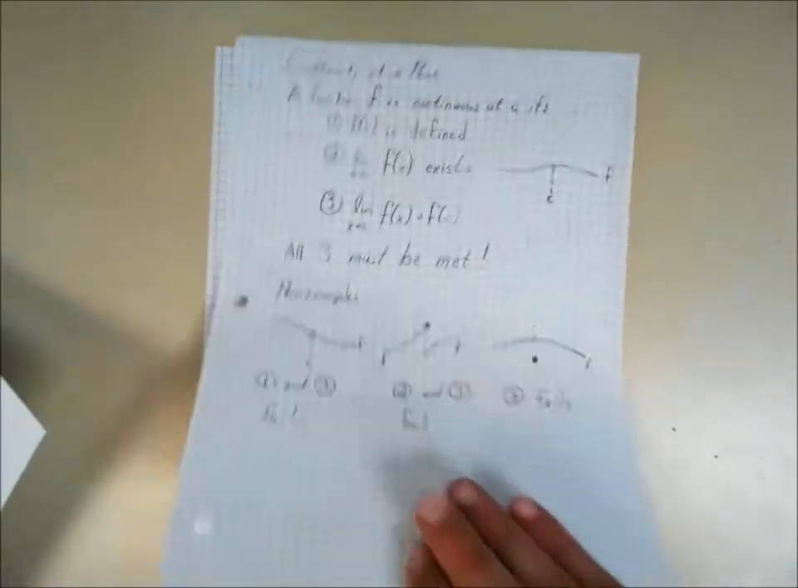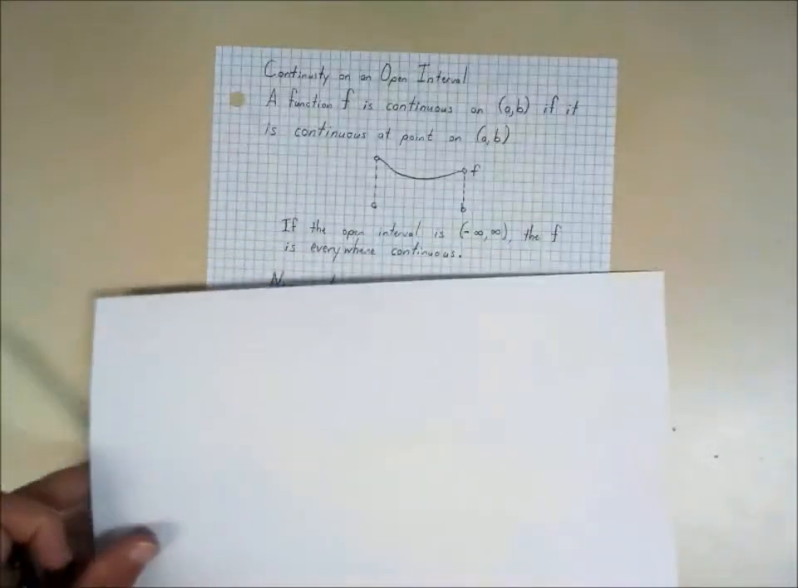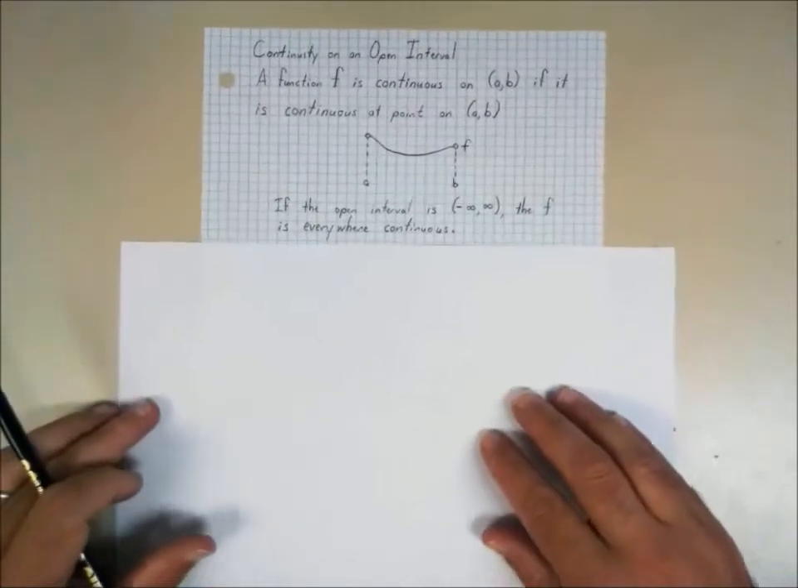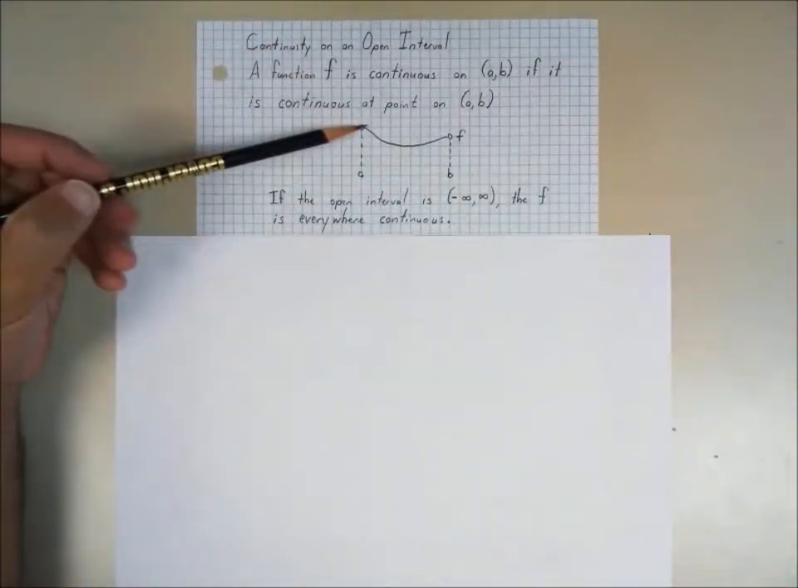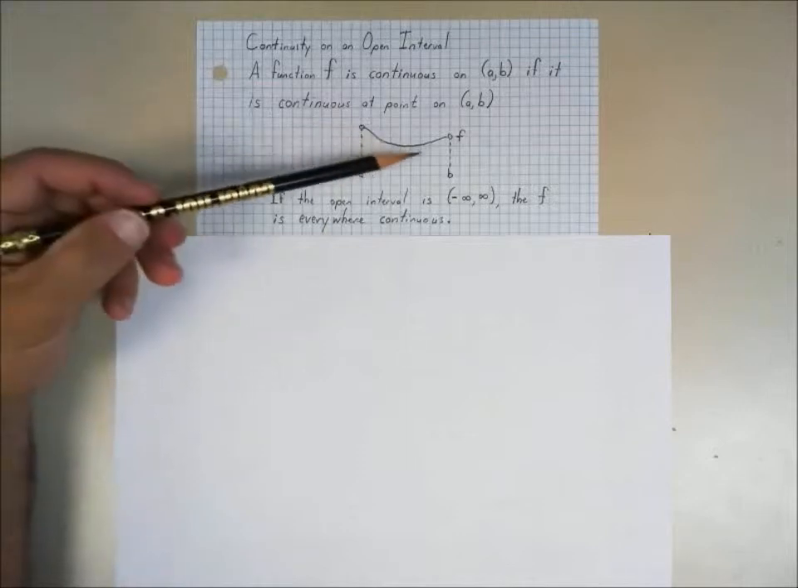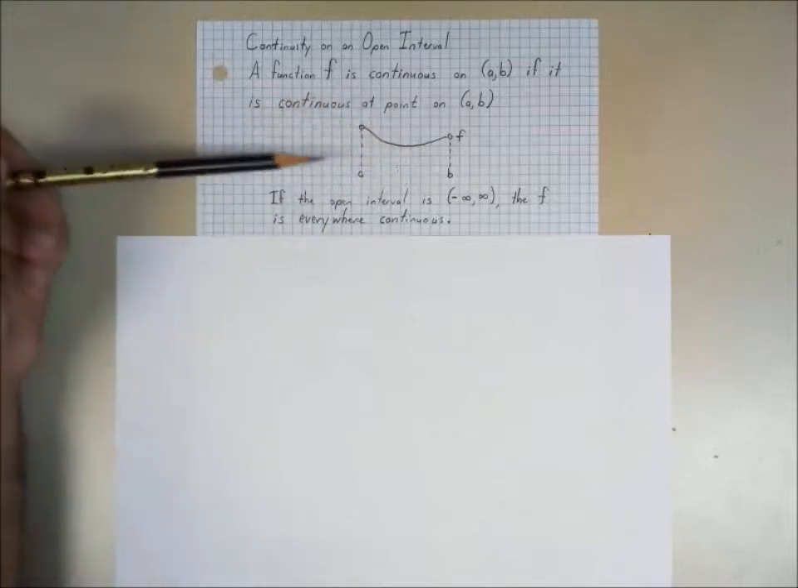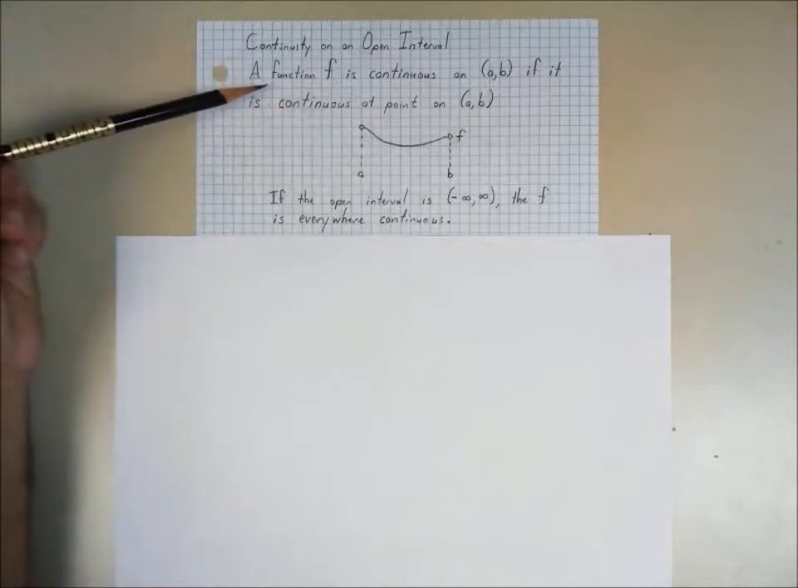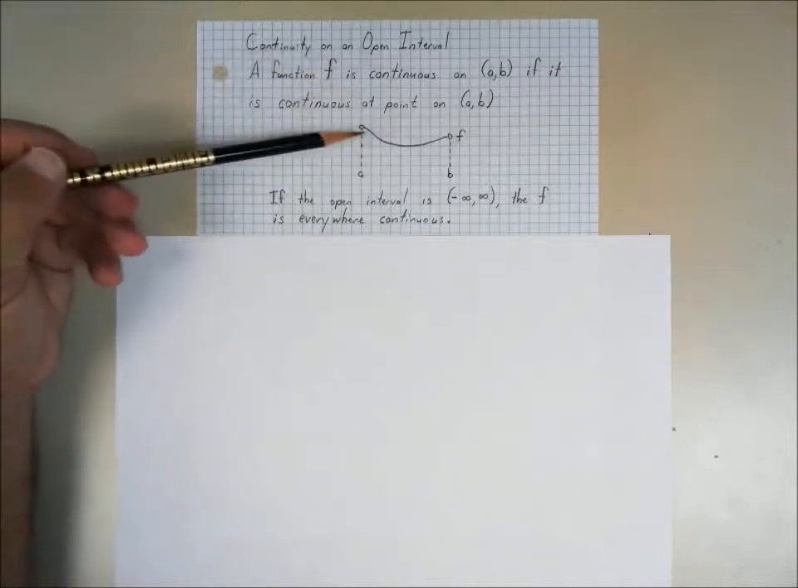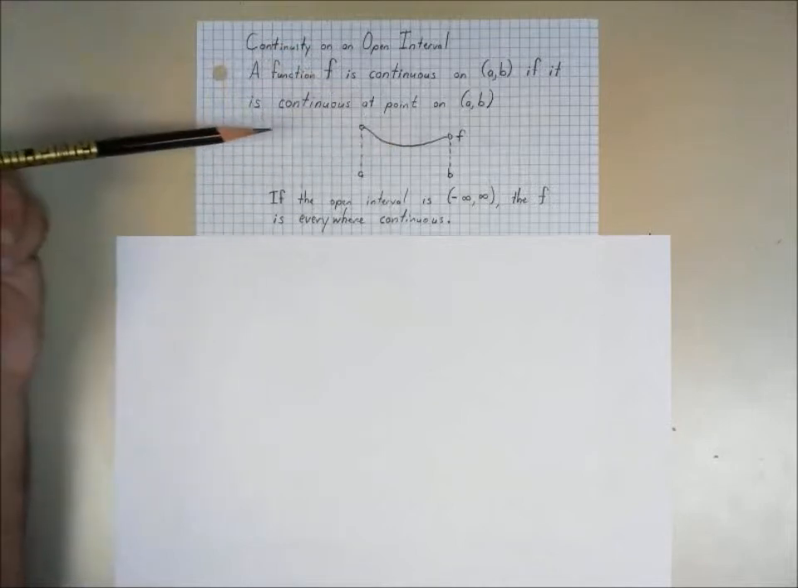Expanding on that idea of a point, we have what is called continuity on an open interval. All you're doing when you do an open interval is you're checking every point from a to b, and if all those three things hold true for each point, then you can say not only is it continuous at a point, you can say it's continuous on an open interval.